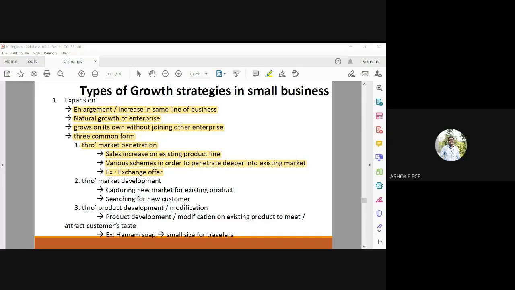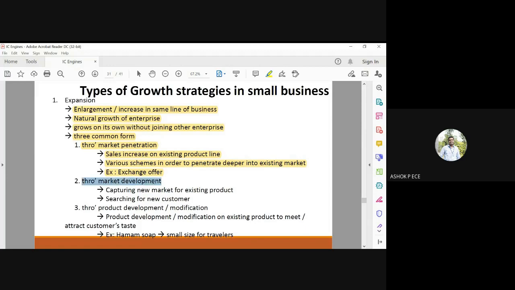Market penetration means you are indirectly capturing the market using the product. The same product you are going to manufacture and sell, but you are going to increase the volume of the product on the same product line.